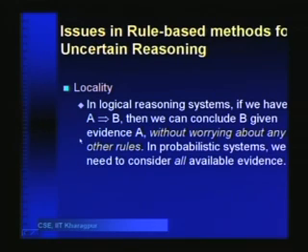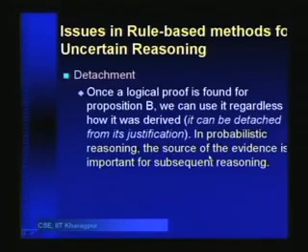The reason is that there is no certainty with respect to A and with respect to the implication, right. So, it is not 100% certain. I will give examples for this. Then we have the problem of detachment. Once a logical proof is found for proposition B, I am referring to that A implies B, we can use it regardless of how it was derived.